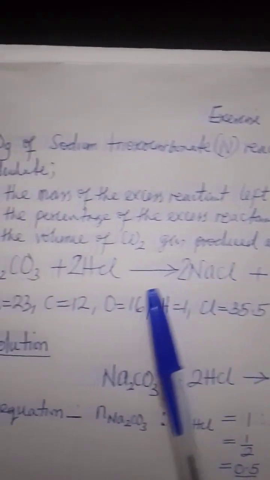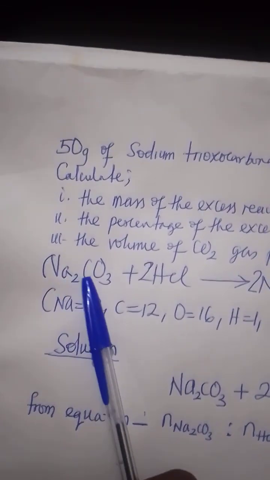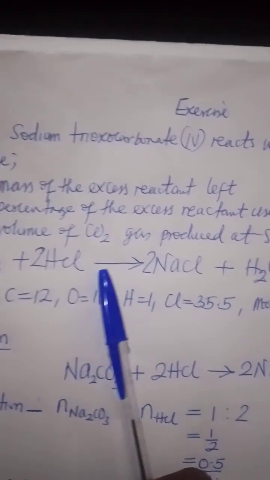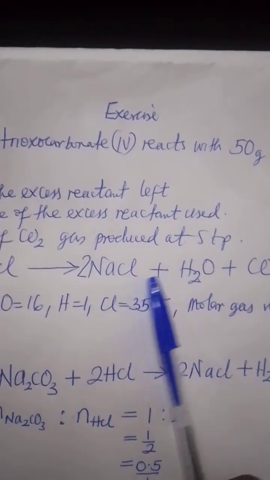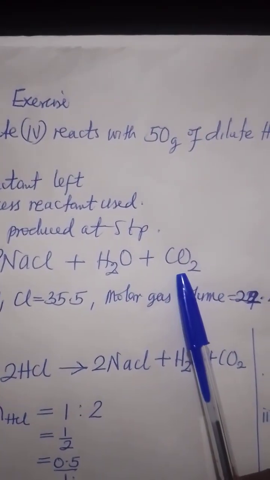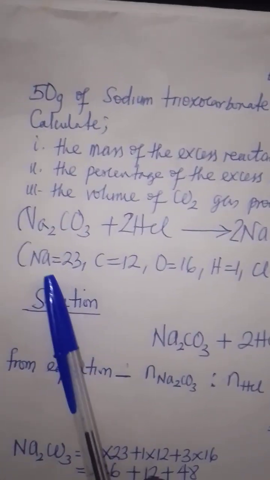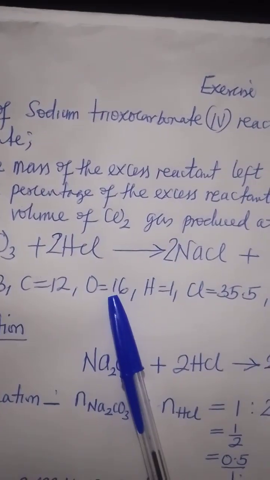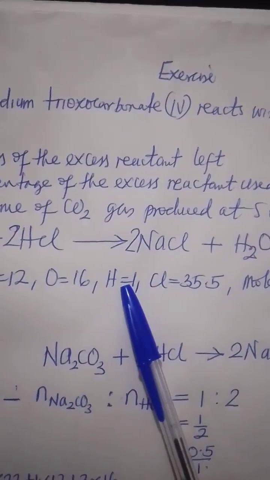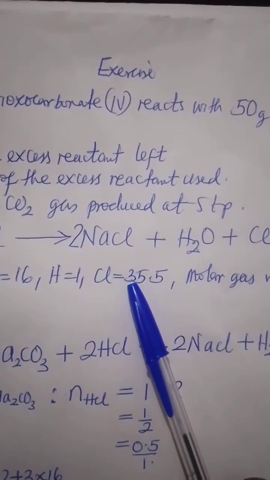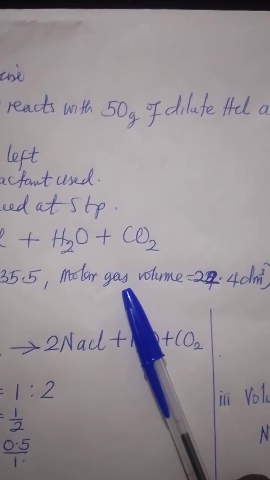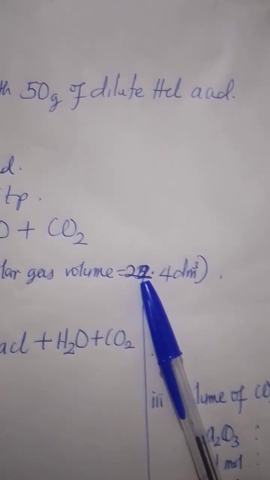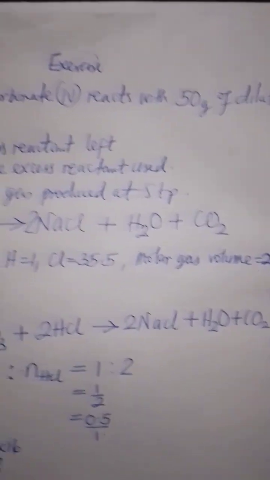And then we're given the equation of reaction Na2CO3 plus 2HCl, which are the reactants, to produce NaCl plus H2O plus CO2. We're also given the atomic masses. Sodium is 23, carbon is 12, oxygen is 16, hydrogen is 1, chlorine Cl is 35.5, and the molar gas volume is 22. Please, I beg your pardon, this is 22.4 dm3.